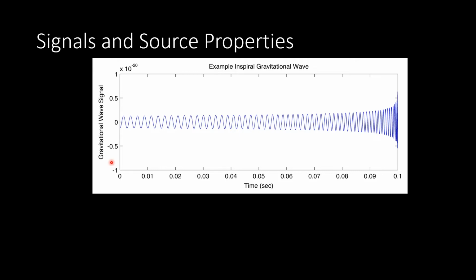And the y-axis is the strength, the amplitude of the gravitational wave signal. And these numbers are multiplied by 10 to the minus 20. So remember, they're very, very small. Basically, what you see are waves here. These waves are the gravitational wave signal.